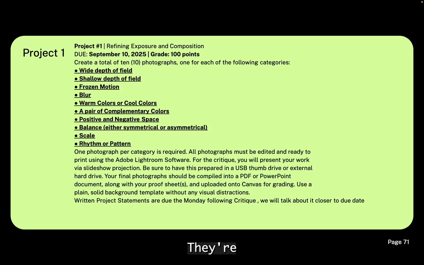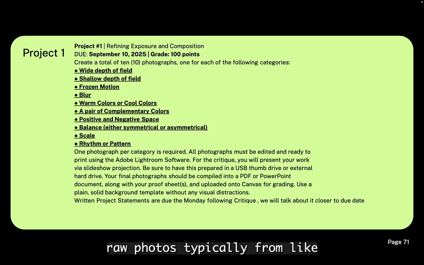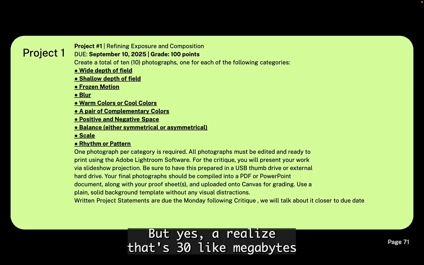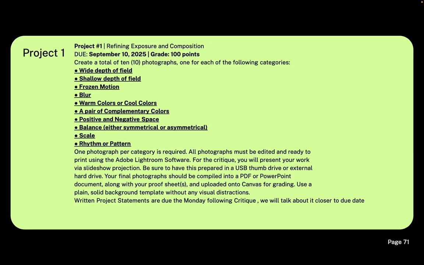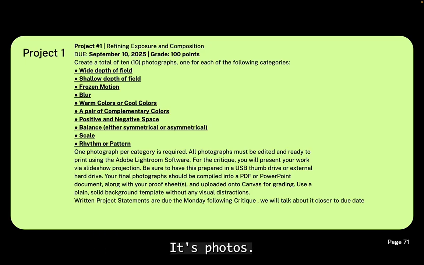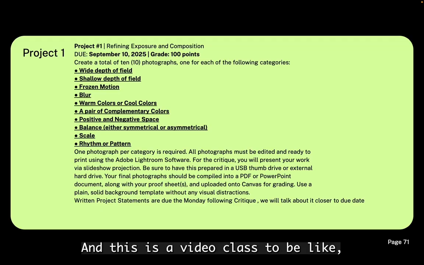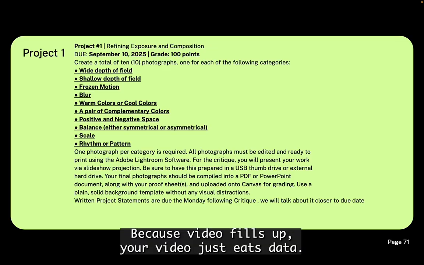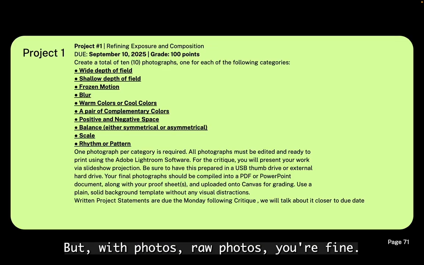Raw photos, typically from a Canon, are going to be about 30 megabytes each, but you have to realize that's 30 megabytes when you're comparing that to gigabytes or terabytes, you're good. It's photos. If this was a video class, I'd be like, I'm sorry, you guys are going to have to get 4 terabyte cards, because video fills up. Video just eats data, but with raw photos, you're fine.